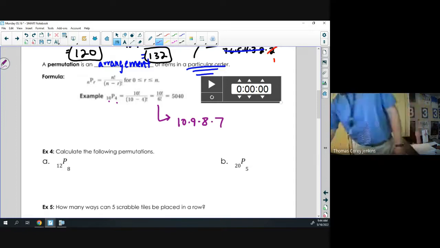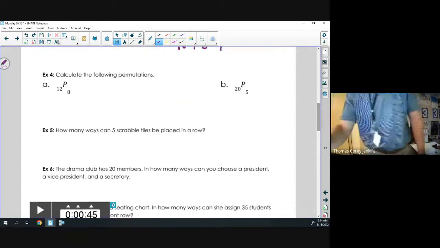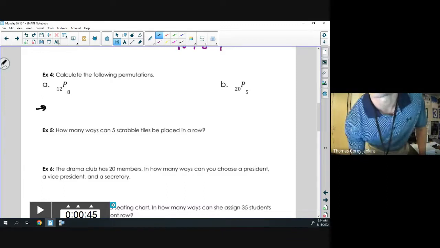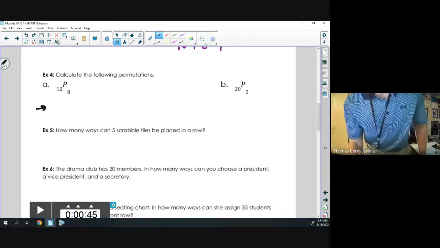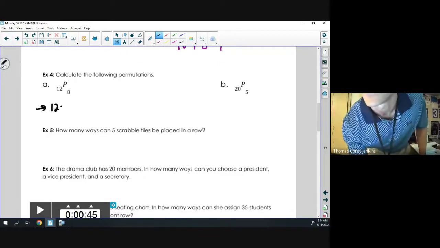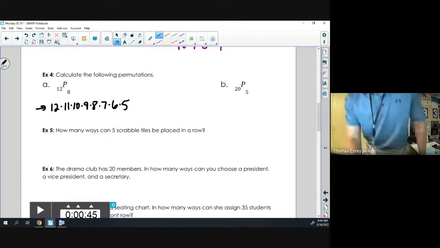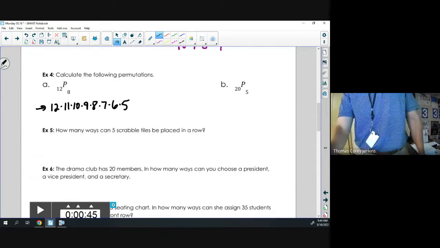All right. So again, if we want to do it by hand, go ahead and flip over. So 12P8 is going to look a lot like 12 factorial, but we're only going to go out 8 positions. So 12, 11, 10, 9, 8, 7, 6. Let's see. 1, 2, 3, 4, 5, 6, 7. All right. So one more. So all the way down to 5. The rest would cancel.